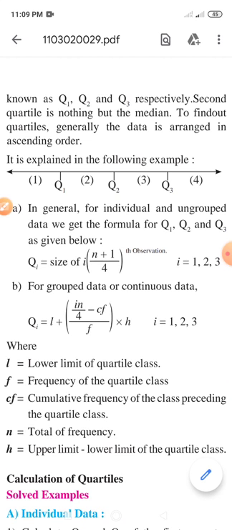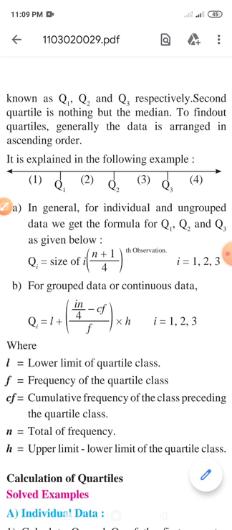And ungrouped data or discrete series is when two types of information are given, that is, along with the marks of the students, the number of students is also given. That is, two types of information are given, size of item and frequency. Both things are given. That is ungrouped data. We get the formulas for Q1, Q2 and Q3 as given below.